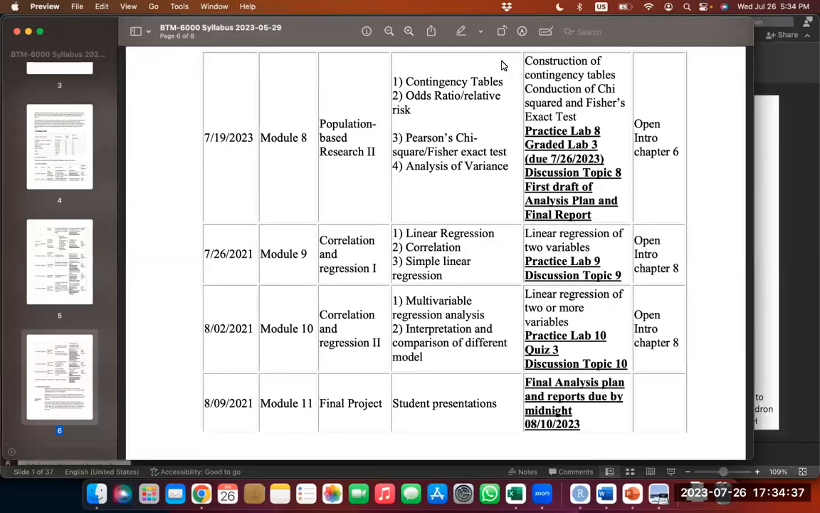Okay, good. So welcome back. We're doing module 9 today. We have 2 more modules that basically teach you new theory. We're going to do module 9 with correlation and linear regression today. We're going to do multivariable regression and the interpretation of multivariable regression next week.